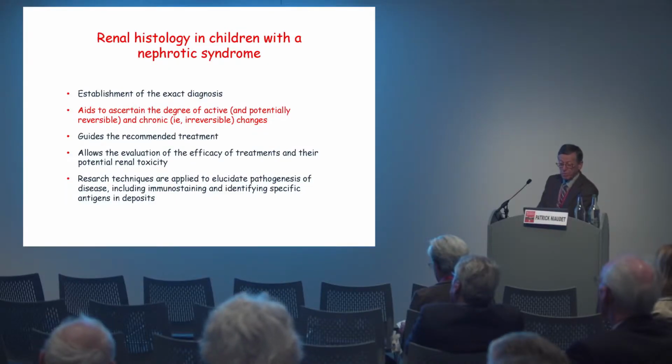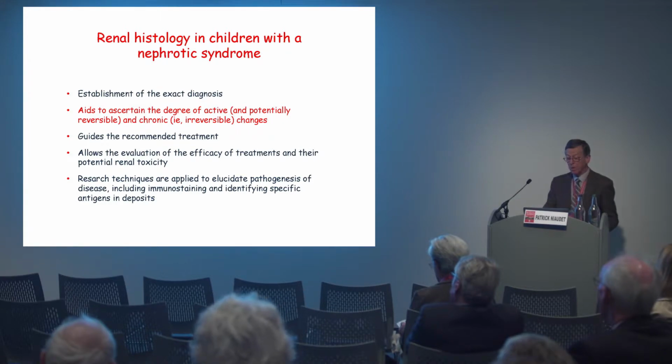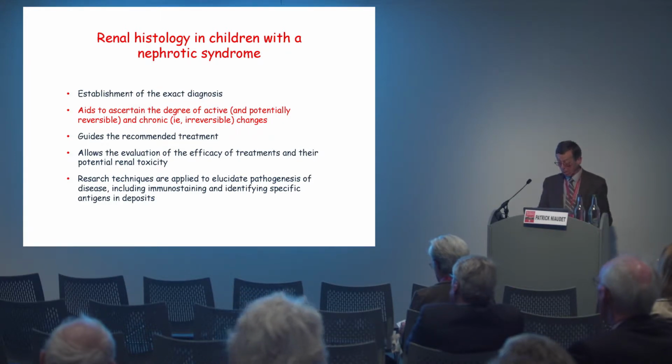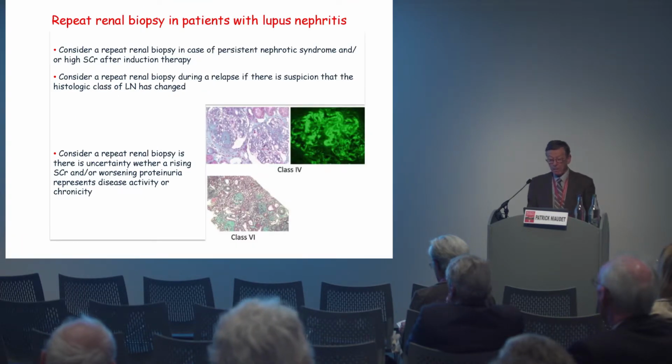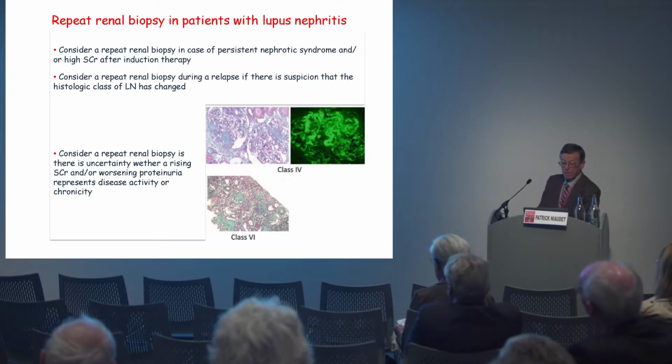Renal histology in children with nephrotic syndrome aids to ascertain the degree of active or chronic changes. And this is particularly true in patients with lupus nephritis, where you should consider repeat biopsy in case of persistent nephrotic syndrome or high serum creatinine after induction therapy.